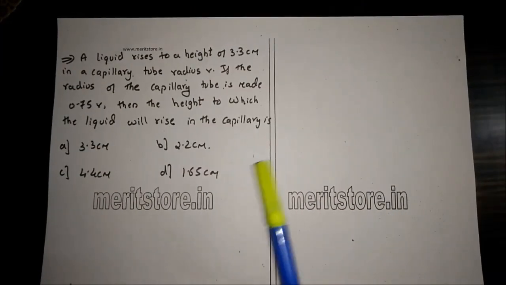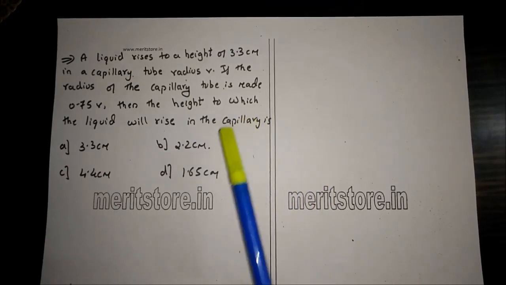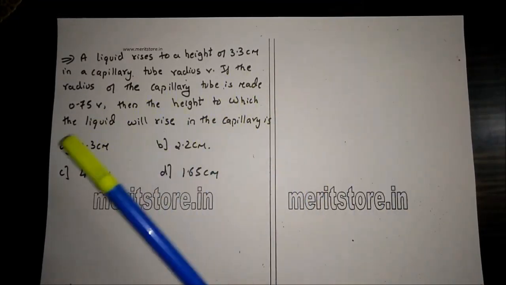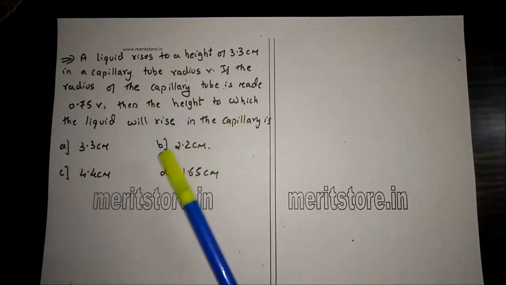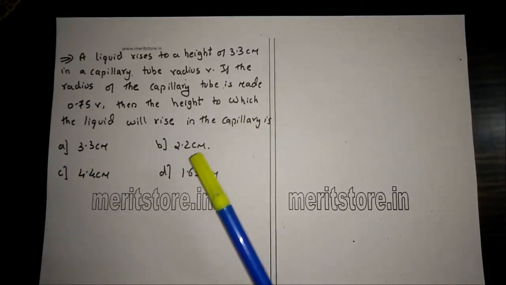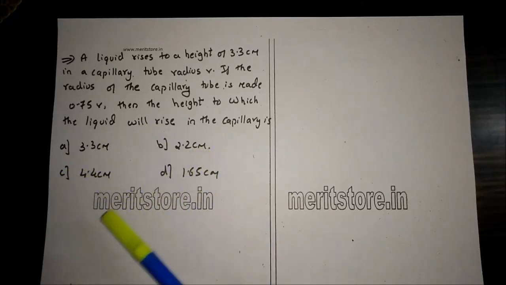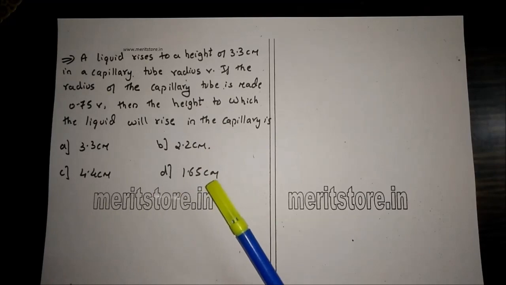Liquid rises to a height of 3.3 centimeter in a capillary tube of radius small r. If the radius of the capillary tube is made 0.75 times small r, then the height to which the liquid will rise in the capillary is 3.3 centimeter, 2.2 centimeter, 4.4 centimeter, or 1.65 centimeter.